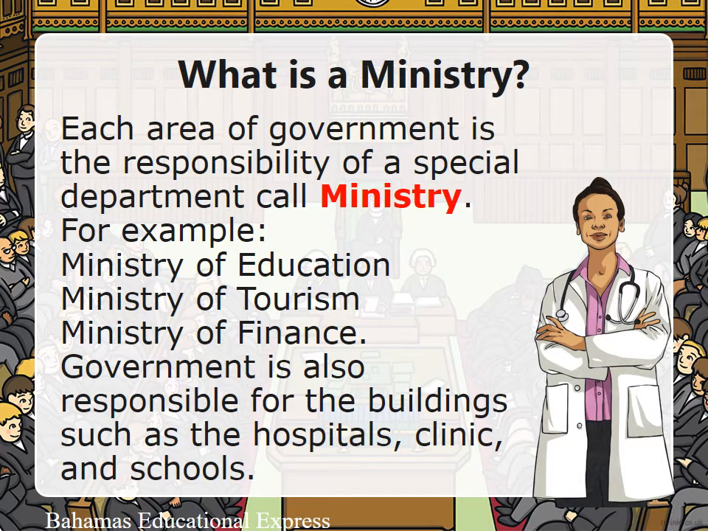Now we will talk about the term ministry. Each area of government is the responsibility of a special department, and that department is called a ministry. Now, in the Bahamas, we have a number of ministries. For example, we have the Ministry of Education, the Ministry of Tourism, the Ministry of Finance. Now, can you name some other ministries? Government is also responsible for buildings such as the hospitals, the clinics, and the schools.